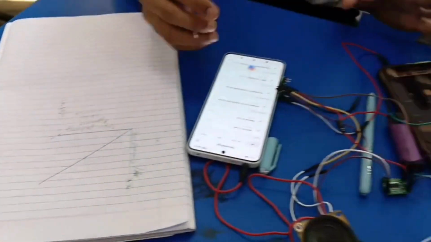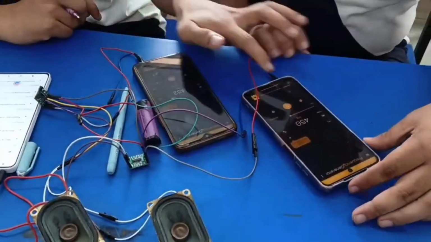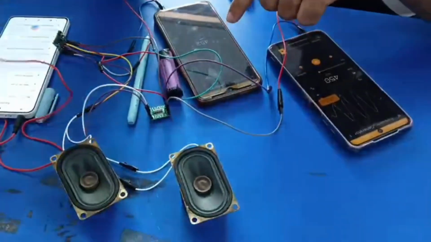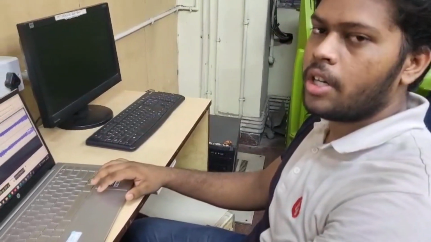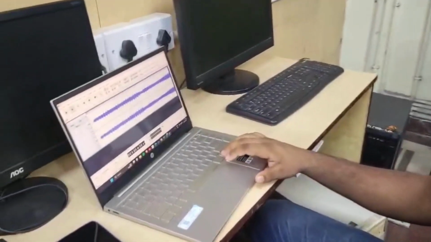Now we are going to experimentally verify it. This frequency generator is at 450 Hz, which will be constant, and this one is at 452 Hz, which is varying. Now we are going to play the recorded audio in Audacity to determine the number of beats per second.